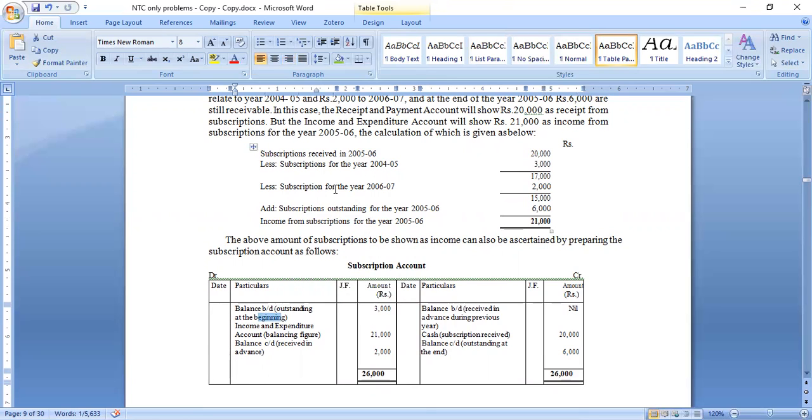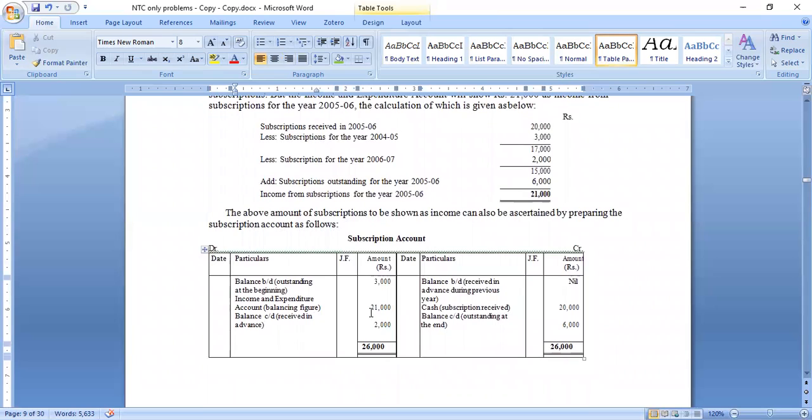2,000 belongs to 2006-7, so we mention 2,000 rupees on the debit side. Whatever the balancing figure is, we transfer it to the income side of the income and expenditure account as the income which we received during the year 2005-6.